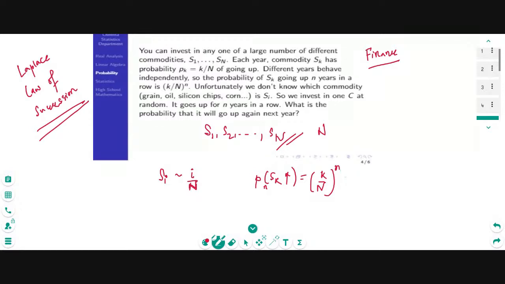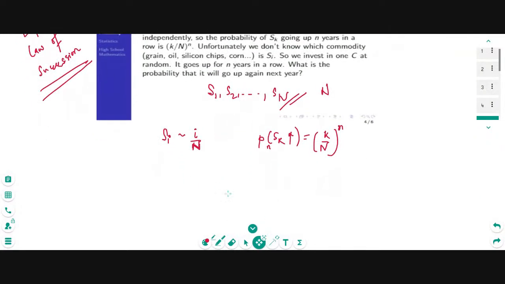So now try to understand this. As an investor, what are you really trying to find out? First of all, you don't know which commodity to invest in, which commodity is SN. And actually, it's a very practical idea. You don't know which commodity is SN. So what we do is invest in one of the commodities C at random.